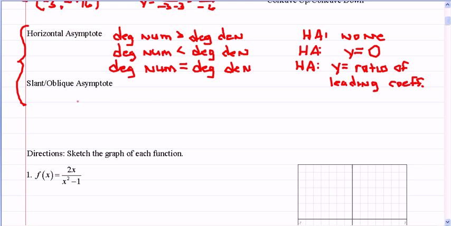To find the slant or oblique asymptote, this occurs when you have no horizontal asymptote, which is when the degree of the numerator is greater than the degree of the denominator. So to find the equation of the slant asymptote, you use long division.